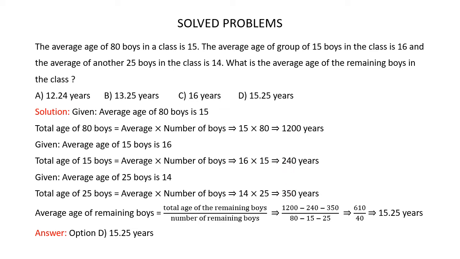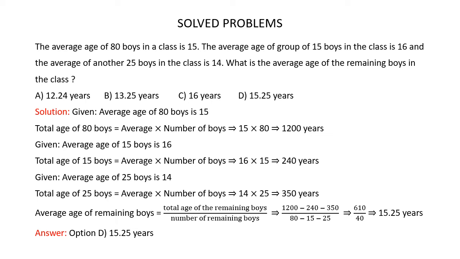Now let's find the number of remaining boys. It's given that there are totally 80 boys in the class. Then there is a group of 15 boys and another group of 25 boys. So the number of remaining boys will be 80 minus 15 minus 25.